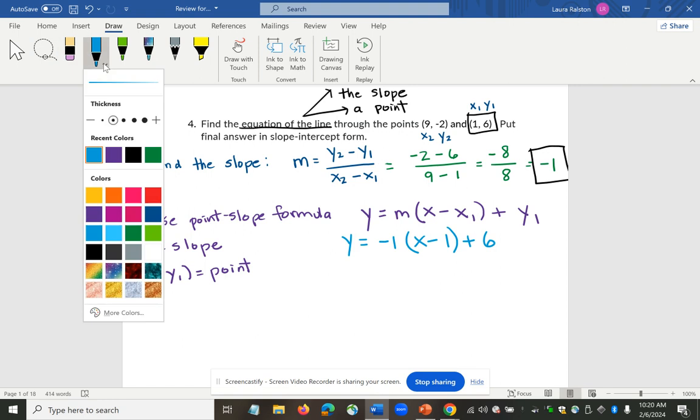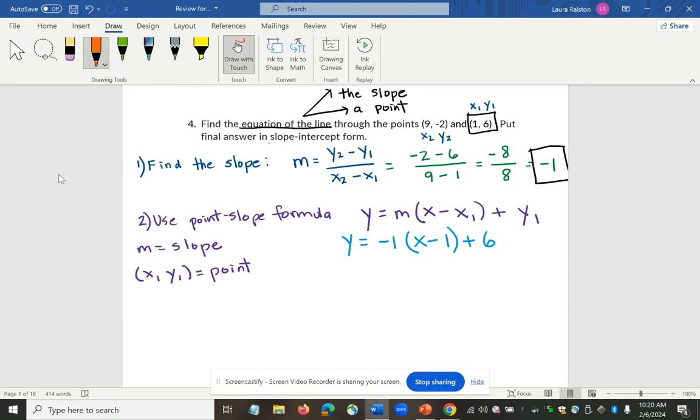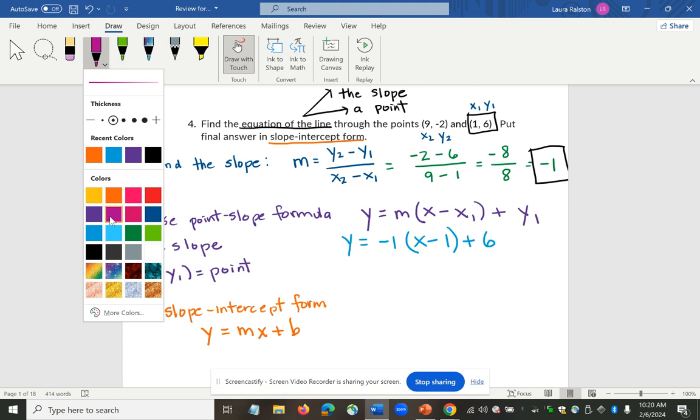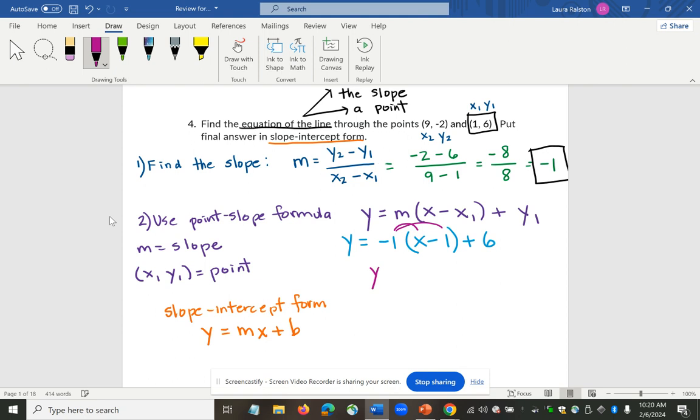The other thing you have to remember is that it ultimately asks you to put your answer in slope-intercept form. Slope-intercept form is y equals mx plus b. So basically, I've got to take this equation that I just created and simplify it. I need to distribute and get rid of the parentheses and combine like terms. So I'm going to distribute the negative 1. So I have y equals negative 1x. Negative 1 times negative 1 is positive 1 plus 6. So I have y equals negative 1x plus 7.